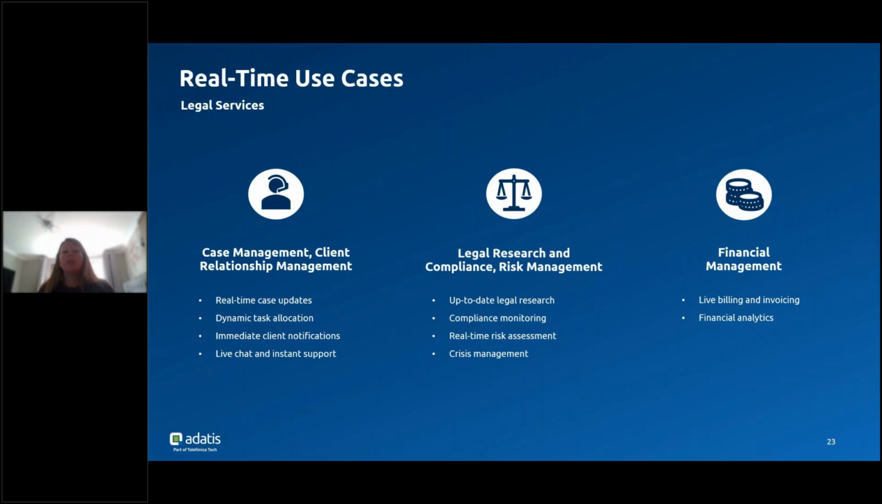And then if you go into legal research and compliance and risk management, you've got up-to-date legal research, access to real-time legal databases and news, ensuring that everybody's kept up to date and that the references are of the most current laws, regulations and case precedents, which is obviously really crucial. And then you've got compliance monitoring, so real-time monitoring of regulatory changes helps everyone stay compliant with the latest laws and regulations, reducing the risk of legal penalties. All of this in real time.